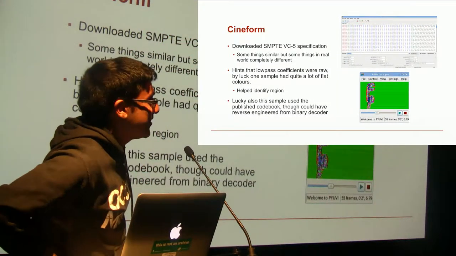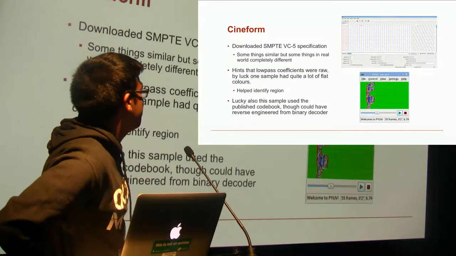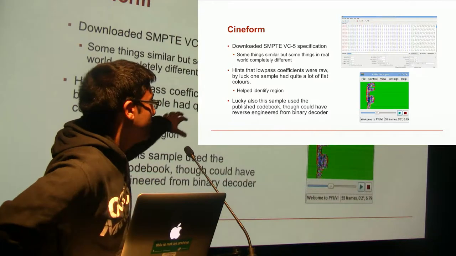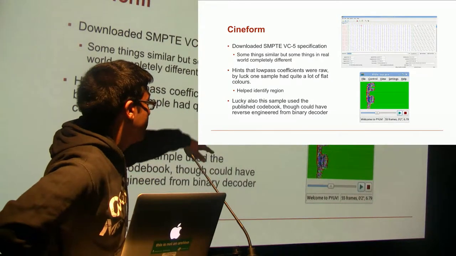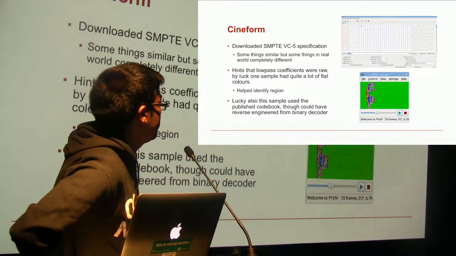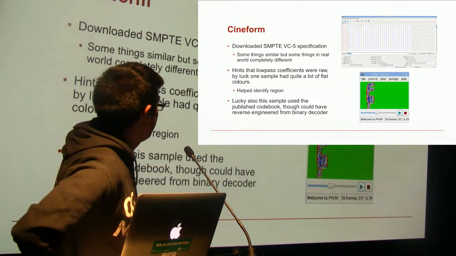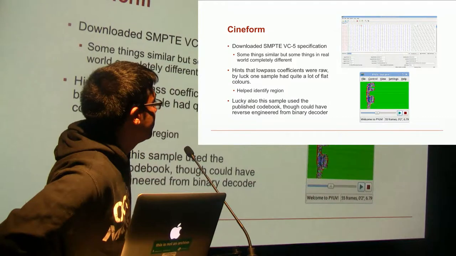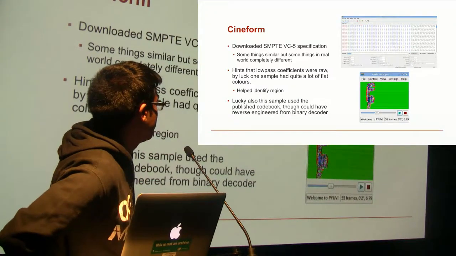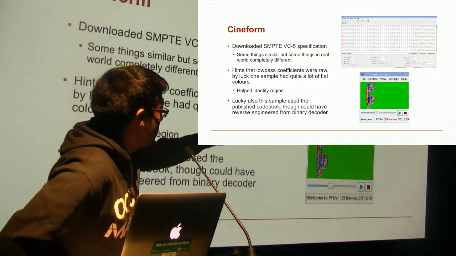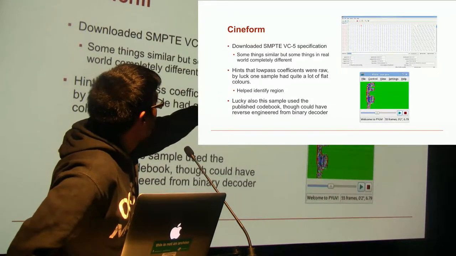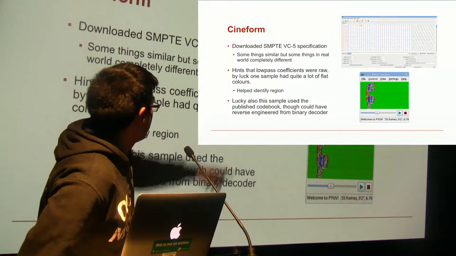So some things are similar, but some things were different. There were some hints, and one of the things I got quite lucky on was it talks about the low pass coefficient, so the smallest rendition of the frame, being raw. And luckily, this sample somebody gave me had a lot of flat color, so I could literally just open it in a hex editor and see, hey, this is where the low pass coefficient starts. Ignore the problems with it, but the background of that phone was all one color. And you can see straight away, if you look in the hex editor, all of that's pretty much one color.